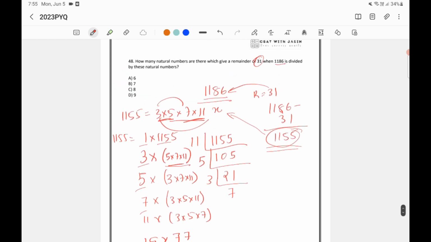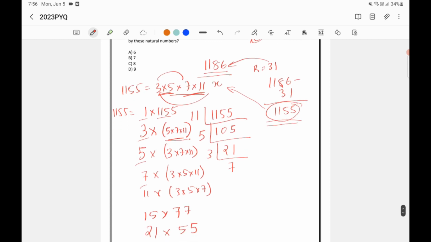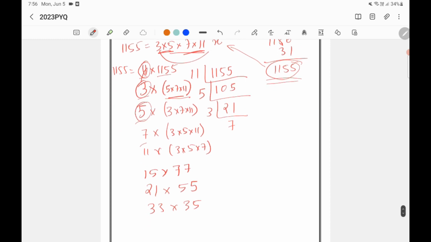Here the remainder is 31. Okay, so remainder cannot go more than the divisor. So whenever we are doing a division, the remainder will always be less than the divisor. So here 1 will not come because 1 is less than 31. 3 will not come. 3 is less than 31. 5 will not come. It is less than 31. In this way, all these factors will not come.